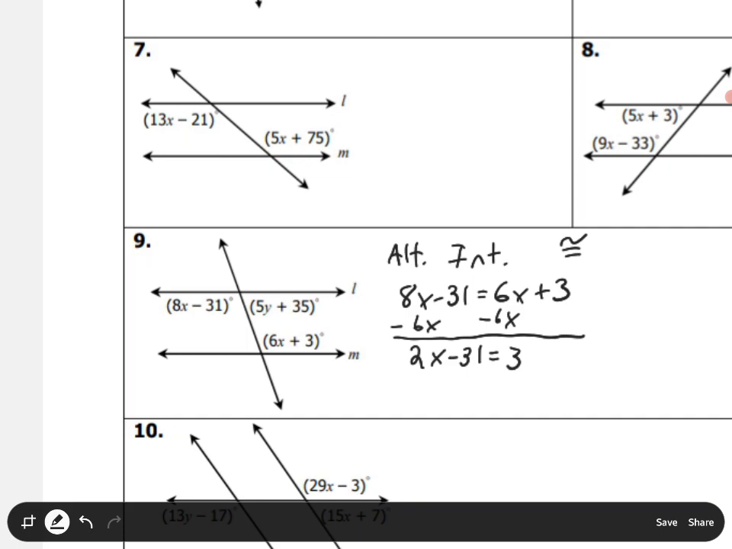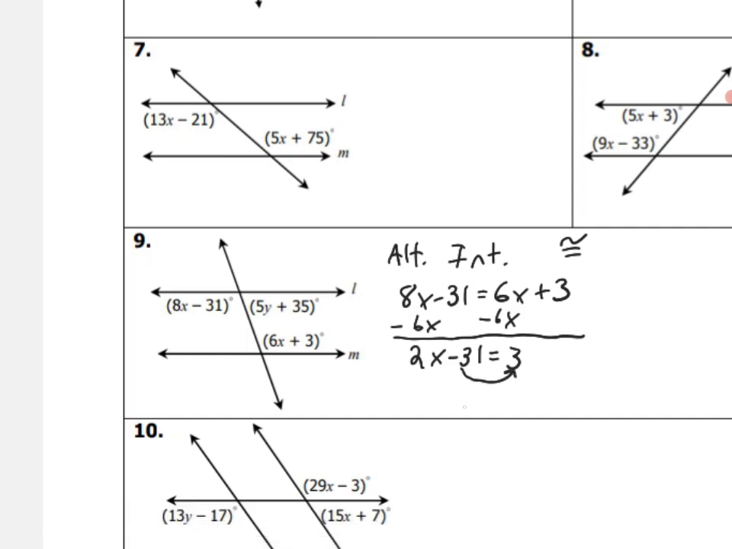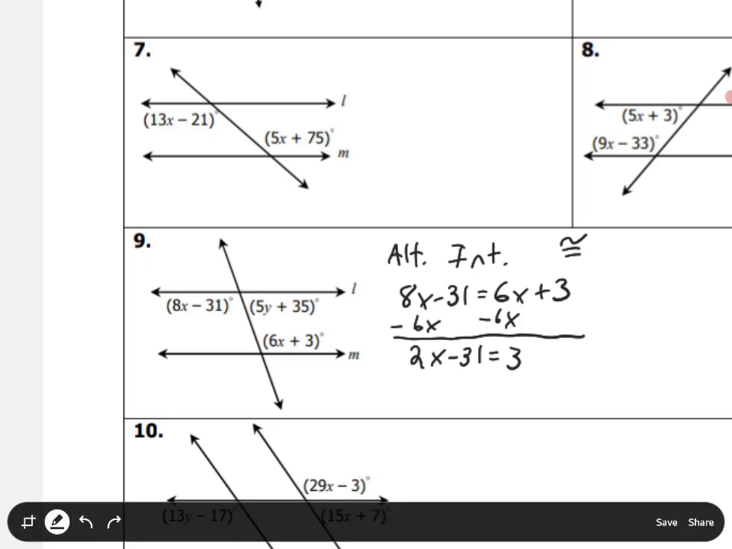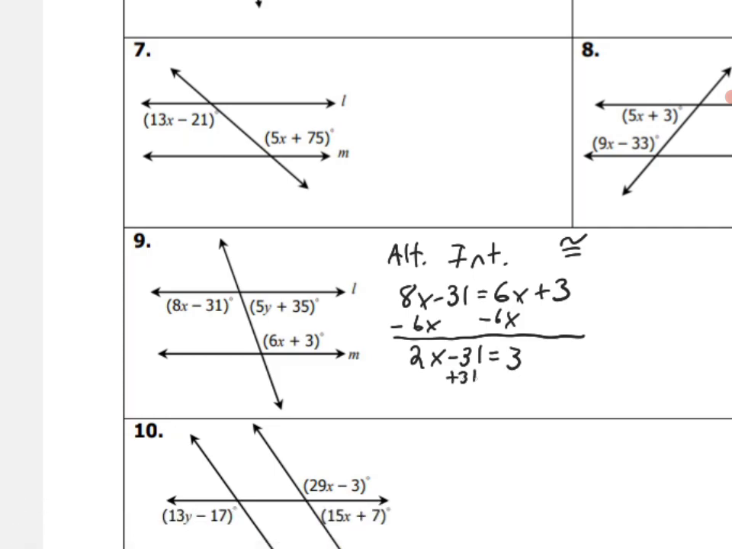So now at this point, I have all my x's on the left, so I have to get all of my numbers to the right. So I've got to move this 31 over to the right. Since it's negative 31, I'm going to add 31 to both sides, and I'll get 2x equals 34.